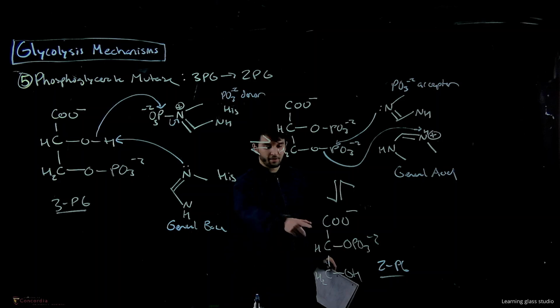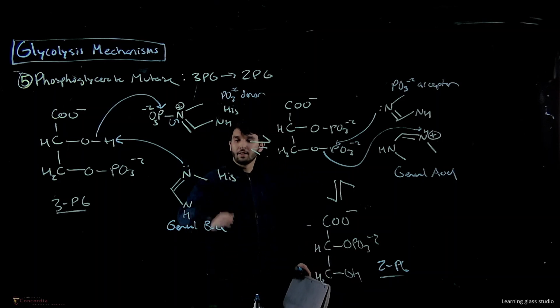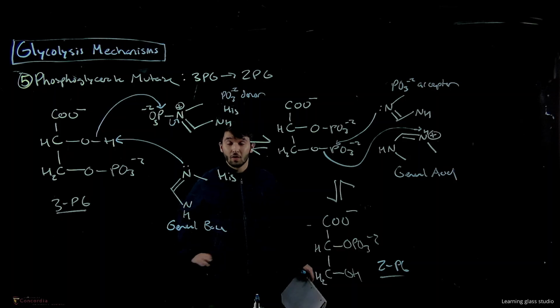And then what you get is 2-phosphoglycerate, and you've restored the phosphate donor histidine here and just the regular histidine here so that it can catalyze another reaction. So that is it. Those are the 5 mechanisms for glycolysis that you have to know.